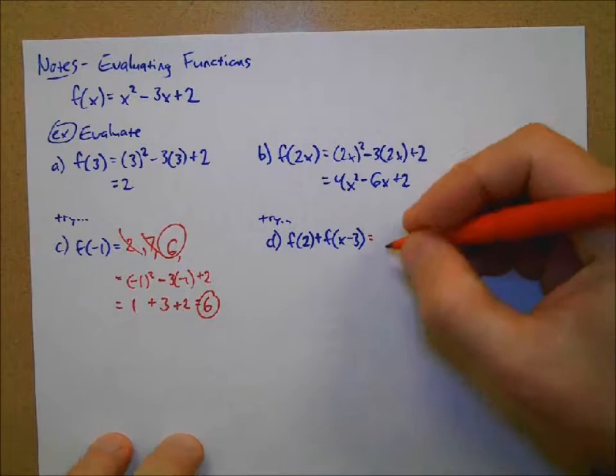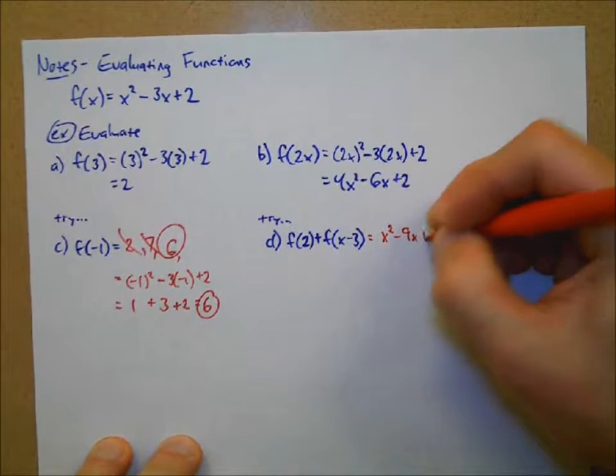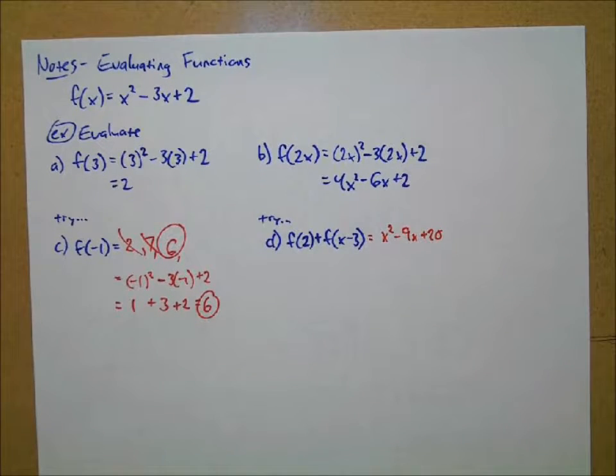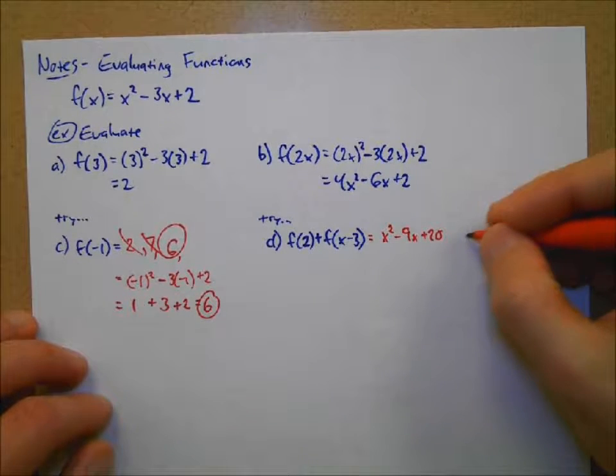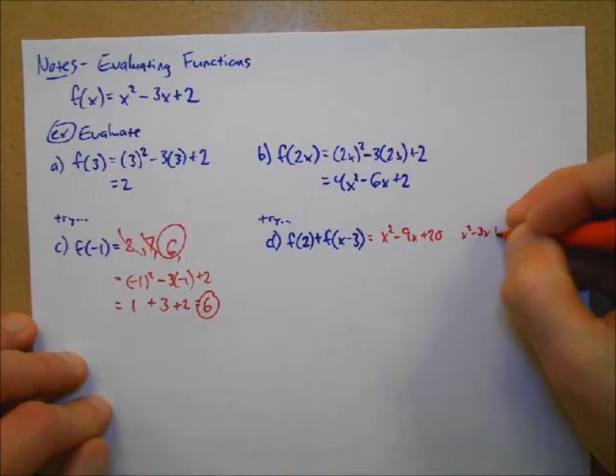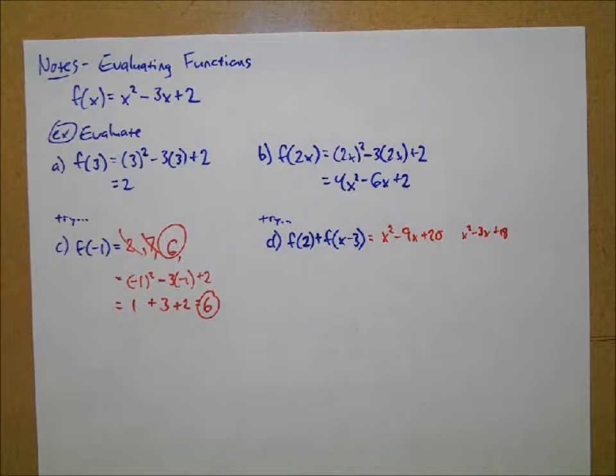X squared minus 9x plus 20? All right. Anyone get a different answer than that? I did, but because I wrote the problem. Oh, right. That's going to mess it up. I don't know if I'm right. I got x squared minus 3x plus 18.